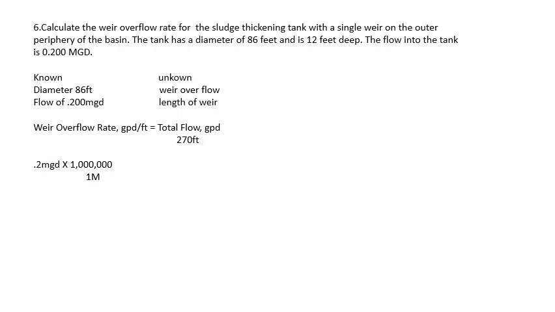So you can plug that into your formula. We need the total flow in gallons per day. So 0.2 million gallons a day times a million gives you 200,000 gallons per day. Plug that into your formula. 200,000 gallons per day divided by 270 feet gives you a weir overflow rate of 740 gallons per day per foot. Like I said, same problem with the weir overflow rates, but you just add in other factors that you have to solve for to be able to punch in the numbers to your equation.